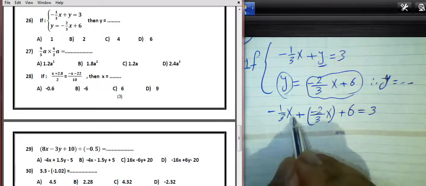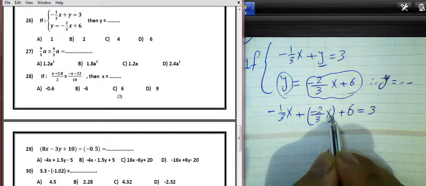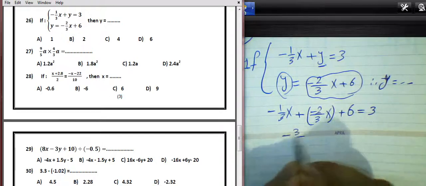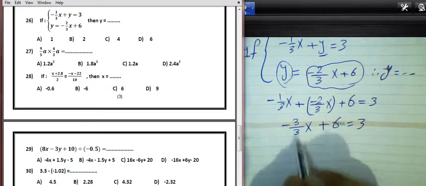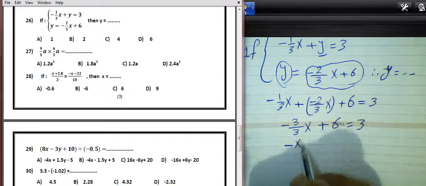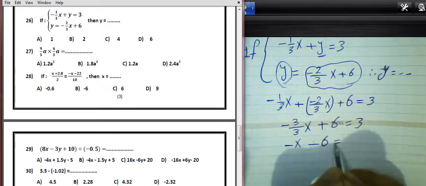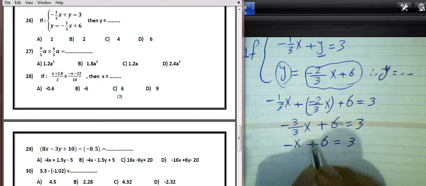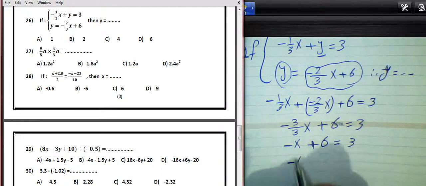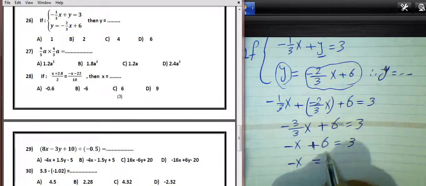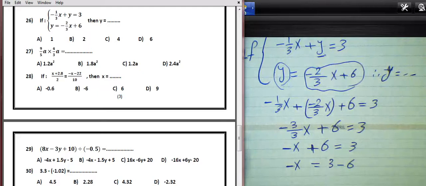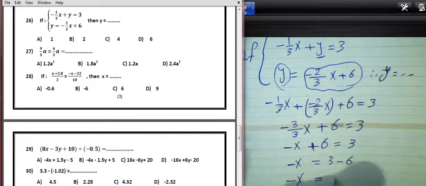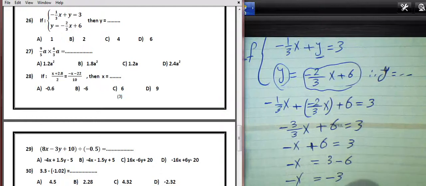Negative third x plus negative 2 over 3x equal negative 3 over 3x plus 6 equal 3. Okay, negative 3 over 3 equal negative 1, negative 1 multiply x equal negative x plus 6 equal 3. The next step, we can move positive 6 to the right-hand side as negative 6, so we can write negative x equal negative 3, then x equal 3. Okay, x equal 3.